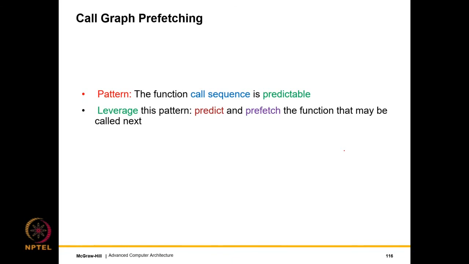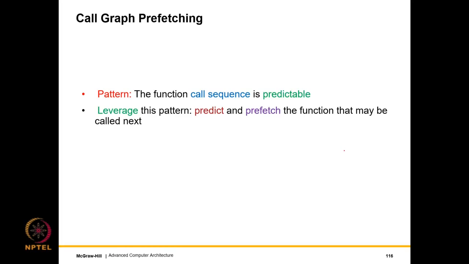Now let us look at a still more advanced method of instruction prefetching, which is called call graph prefetching. We can say that the function call sequence is broadly predictable. The basic block sequence is also predictable, but the function call sequence is even more predictable. So if we operate at the granularity of functions, we might get a better prefetching outcome. We can leverage this pattern. We can predict and prefetch the function that we call next, and then we can fetch all the basic blocks that are a part of the function.